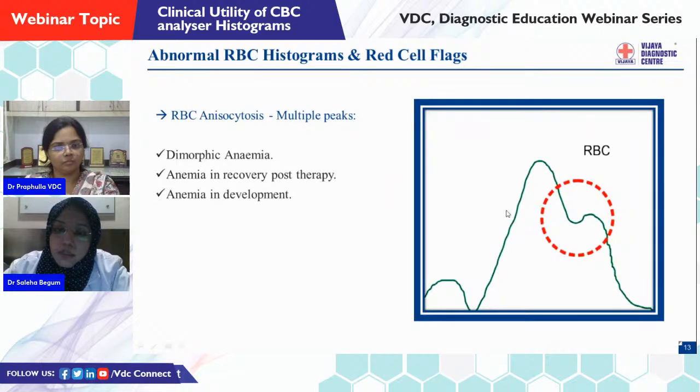Suppose we are seeing a peak on the left side of the curve, it means that a microcytic population is present inside the patient's blood, and it could be an iron deficiency anemia in development. So that's how a dimorphic peak helps us in determining not only the cause of anemia, but also the response to treatment can be made out. And here we are seeing a dual peak. Sometimes multiple peaks will also be present in cases of blood transfusion.